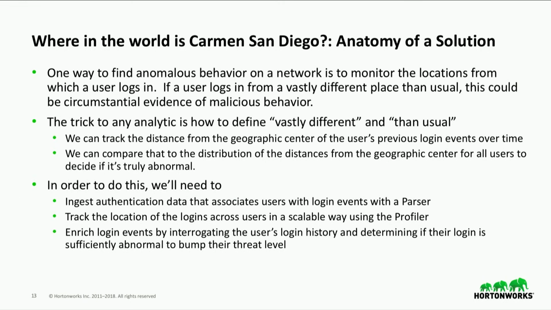Okay, so let's make this a little bit real with a use case. Let's talk about an anatomy of a solution. One way to find anomalous behavior on a network is to monitor the locations that the user logs in. So if a user logs in San Diego and the user logs in Russia within a 2-minute window, maybe that's weird, right? I was talking to a friend of mine earlier about the solution, and he said what we did was kind of similar in a previous company.